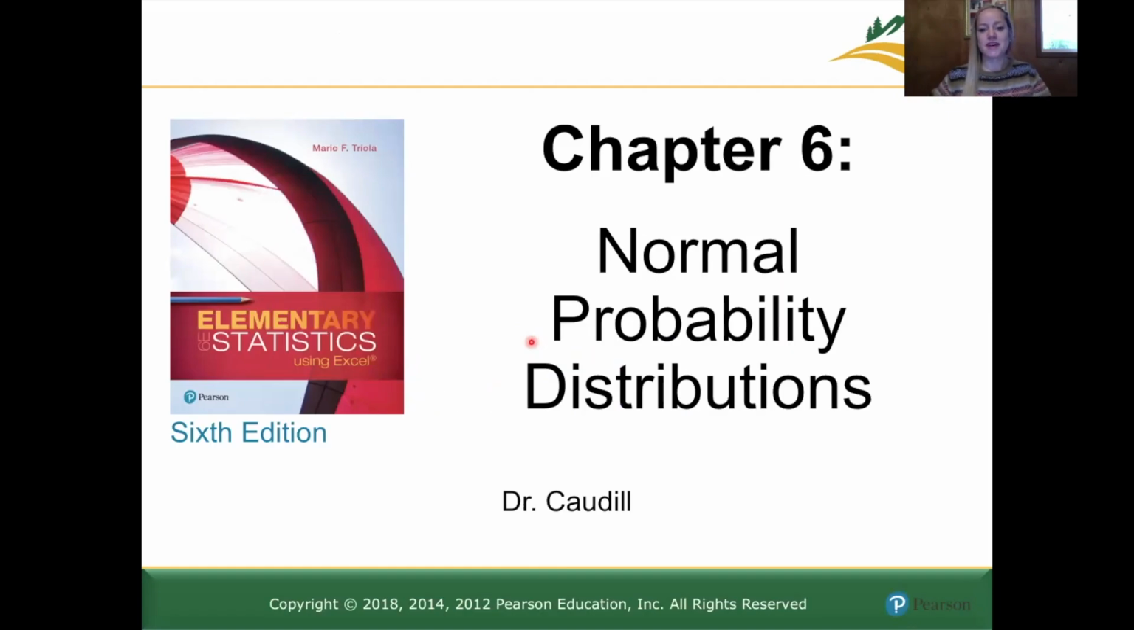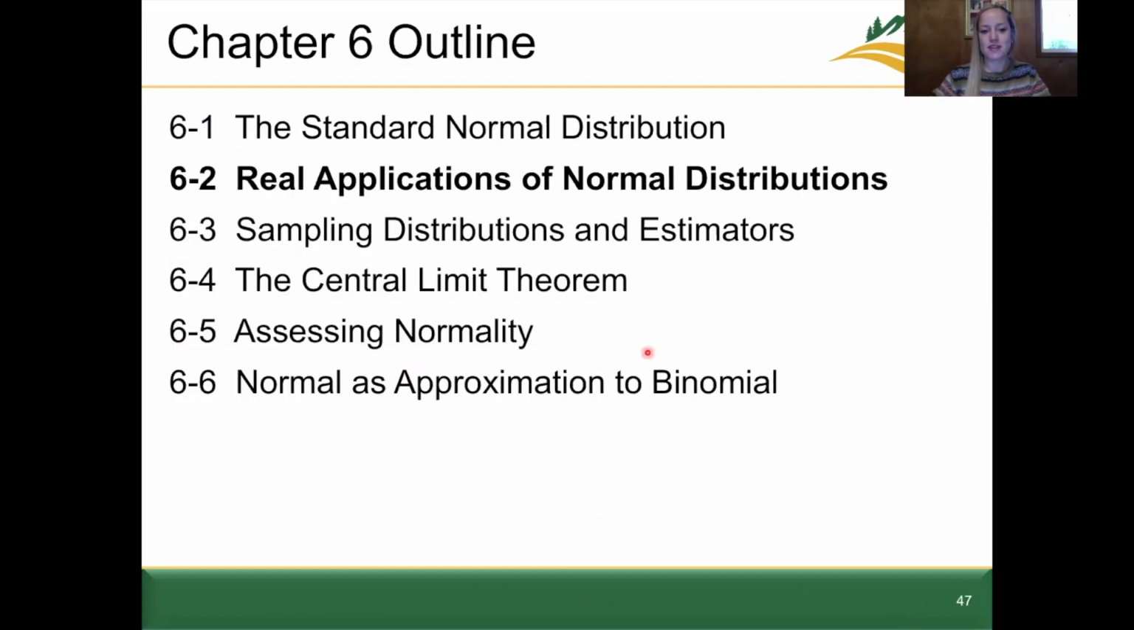Okay, so we're continuing on with normal probability distributions. In 6.1, really importantly, we looked at standard normal distributions. In standard normal distributions, the mean is always 0 and the standard deviation is always 1. Now in 6.2, we're going to cover real applications of normal distributions. In other words, we're going to continue on from 6.1, but we're going to look at real applications of normal distributions, where the mean isn't always 0 and the standard deviation isn't always 1.